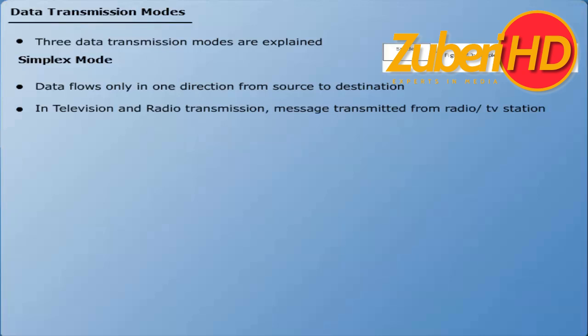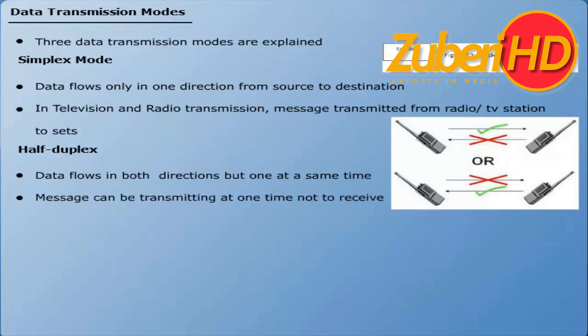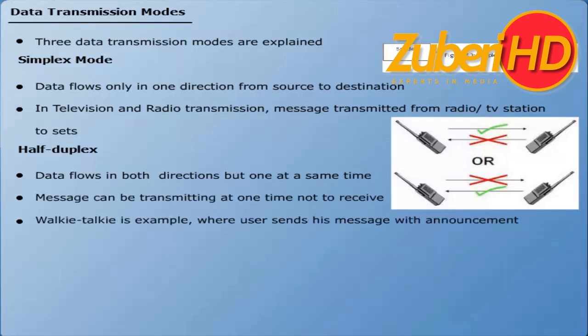and television set. Half duplex. In half duplex, the data flows in both directions, but one at a time. It means that a message can be transmitted at one time, not received. A walkie-talkie is an example of half duplex where a user ends his transmission with the announcement of "over" to prevent overlap and facilitate the other one who's talking.